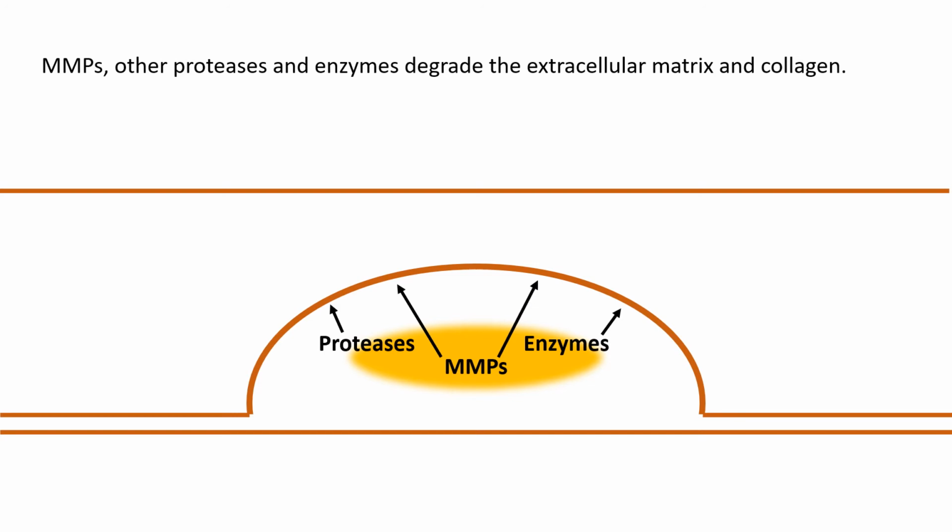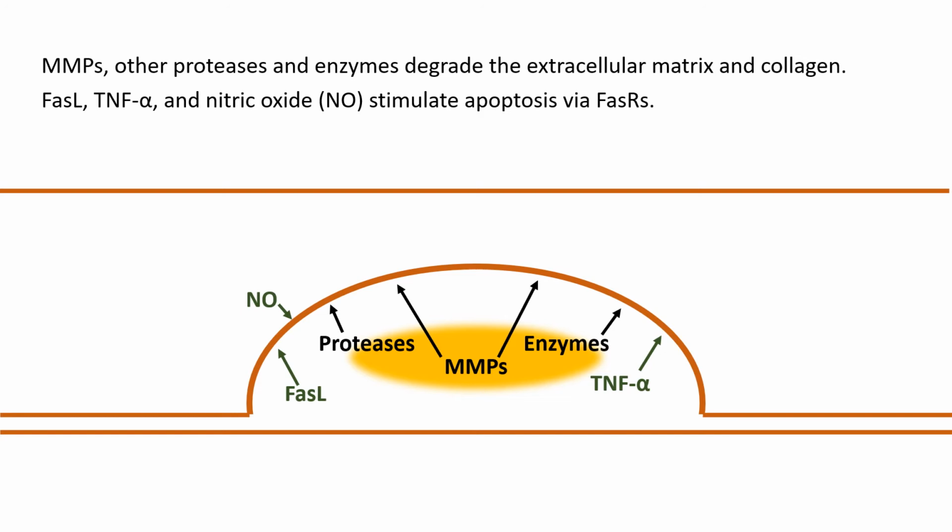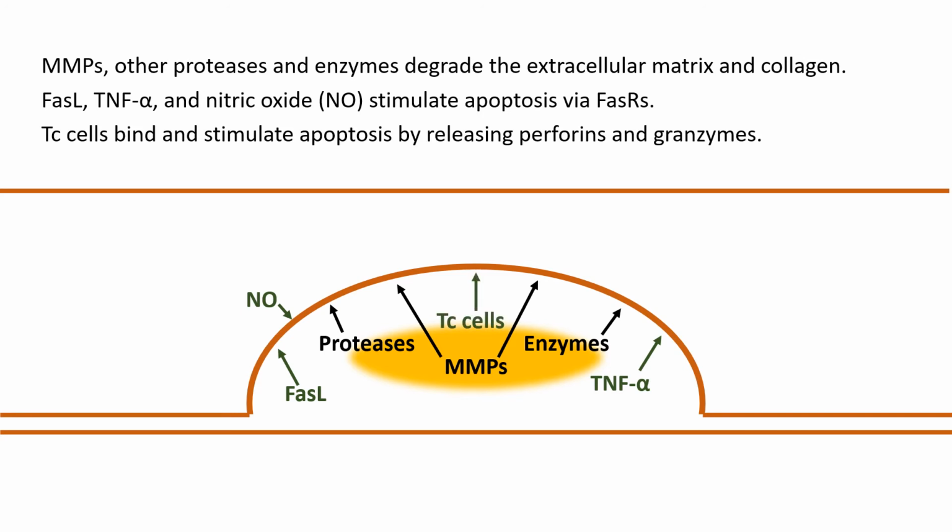Okay, so let's have a funky diagram. As we said, MMPs, other proteases, and enzymes from the lysosomes degrade the extracellular matrix and the collagen that the fibroblasts have laid down. In addition, we have Fas ligands, TNF-alpha, nitric oxide, all binding potentially to Fas receptors, to stimulate apoptosis of the smooth muscle cells and the endothelial cells. In addition, we may have cytotoxic T cells. They bind and they stimulate apoptosis. If you remember, they bind via their T cell receptor. Once they do that, they release perforins and granzymes, and these trigger apoptosis.